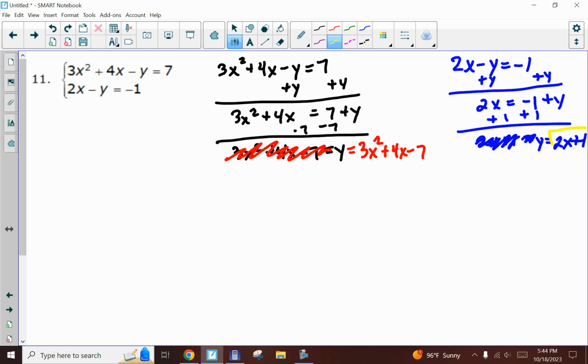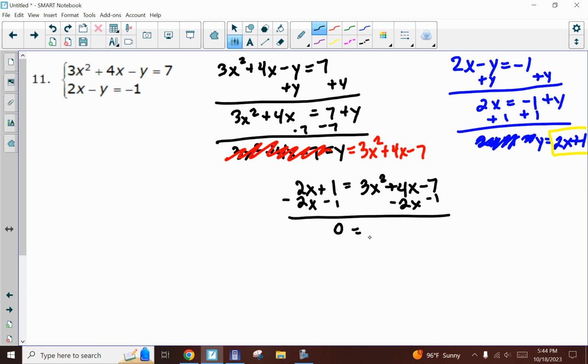So we're going to take this one and we're going to plug it into the other y. So we basically just set them equal to each other. So 2x plus 1 equals 3x squared plus 4x minus 7. We want to get it equal to 0, so we're going to subtract 2x from both sides. And we're going to subtract 1 from both sides. So we got 0 equals 3x squared plus 2x minus 8.